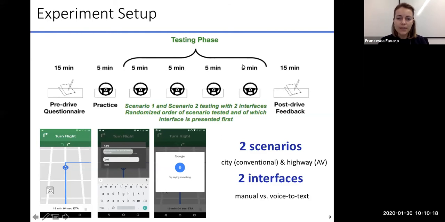And you can see that the big test was actually comprised of 4 individual portions. That's because we were testing 2 scenarios with 2 interfaces. So a total of 4 combinations, which were randomized for every person. So everybody would get the order slightly different. And we were testing 2 for the city scenario and 2 for the highway, again, manual and vocal interfaces. In between each of those tests, we had additional surveys. So we were asking a lot of questions that I will cover later.